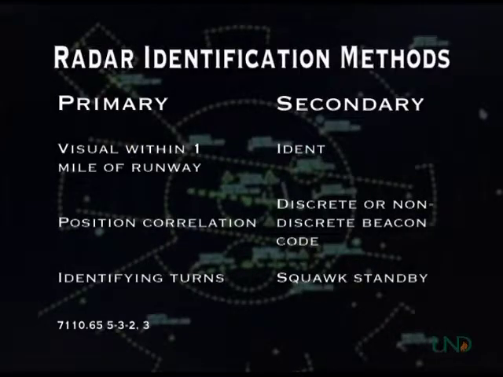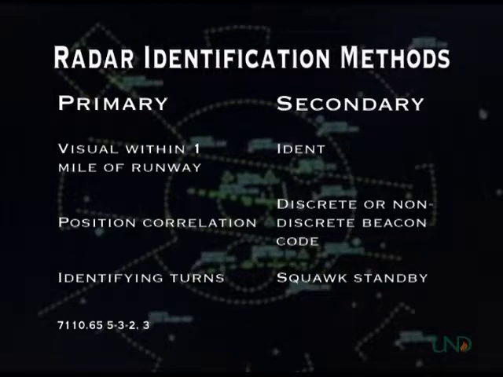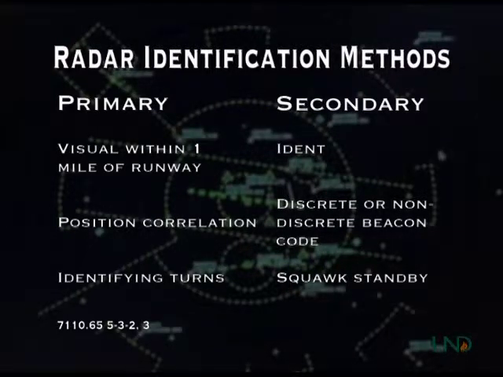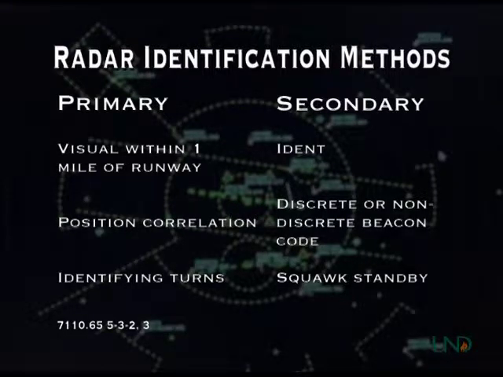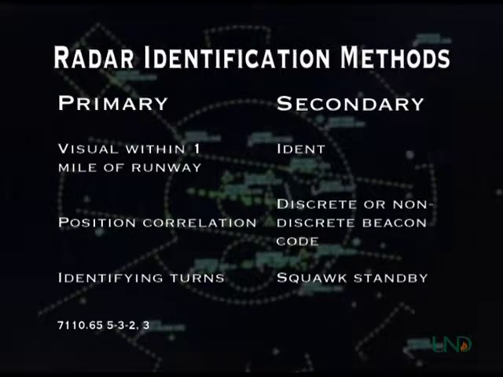There are 6 methods that can be used to radar identify a target. These 6 methods are divided into 2 groups. 3 methods are used for primary-only targets, and 3 are used for targets displaying secondary information. We'll begin with the primary radar identification methods.